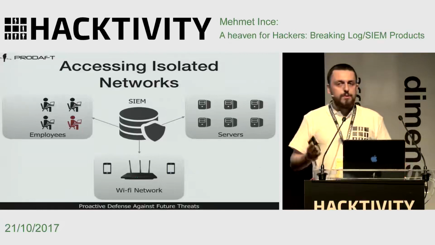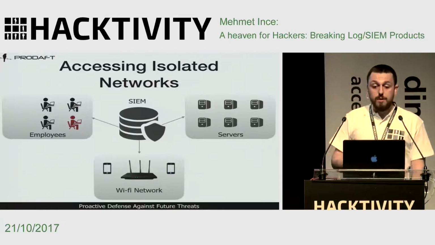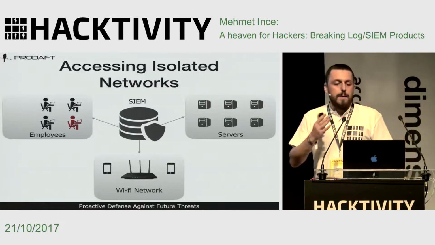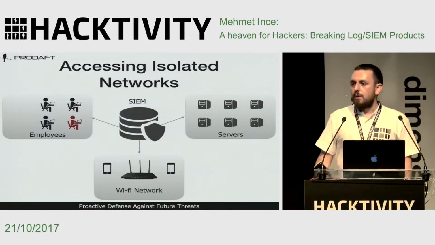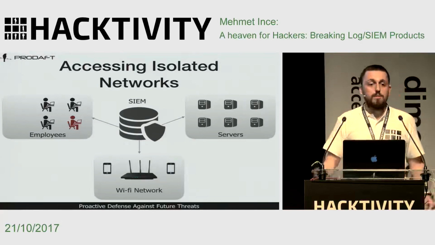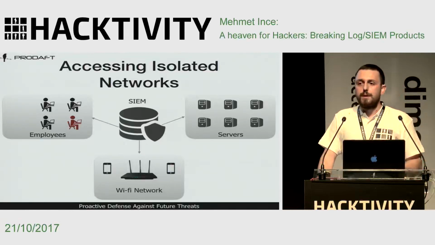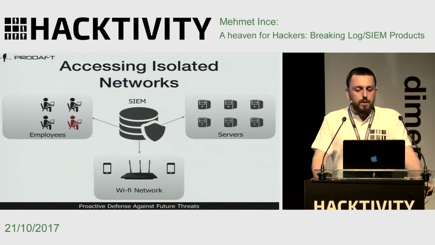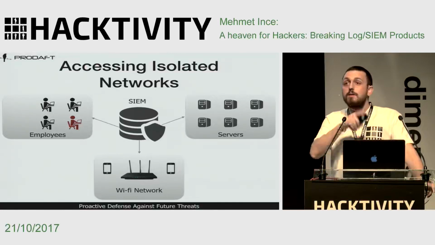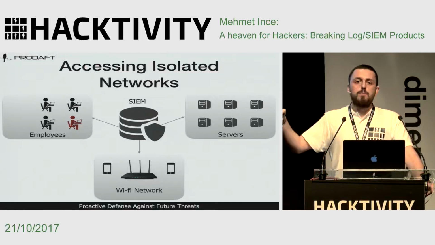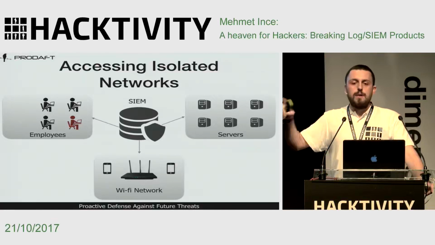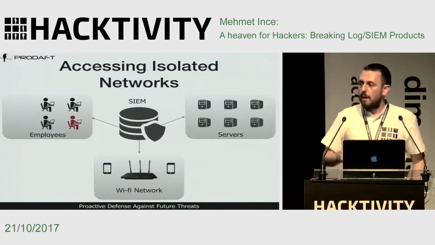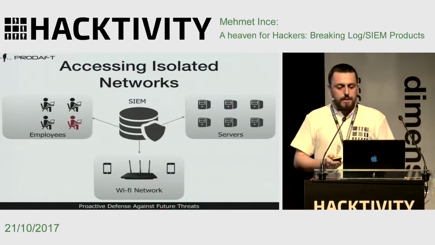Another attack scenario is related to accessing isolated networks, because SIEMs or log management products have privileges in your network. That means those kinds of products need to access almost everywhere, so they can access all the log files and trace what's happening in your network. So if the attacker managed to access the employee network, successful exploitation of the SIEM products can lead to access almost everywhere by performing a network pivoting attack.